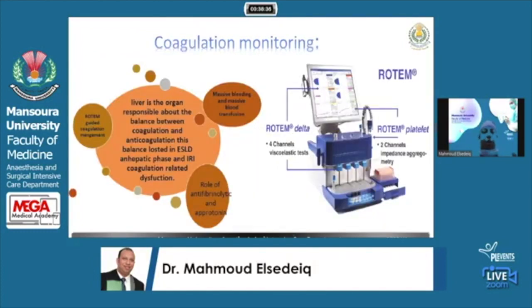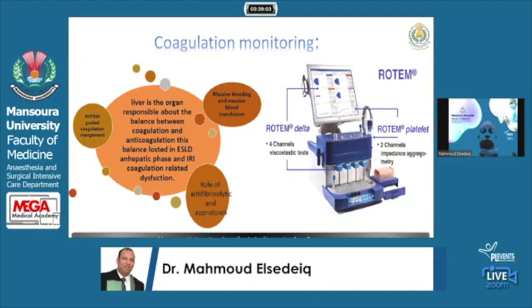Coagulation monitoring. The liver is the organ responsible for the balance between coagulation and anticoagulation. This balance is lost in end-stage liver disease, the neohepatic phase, and ischemia reperfusion injury, causing coagulation-related dysfunction. Also, the massive bleeding and massive blood transfusion needed in liver transplantation make us use ROTEM as a guide for coagulation management.